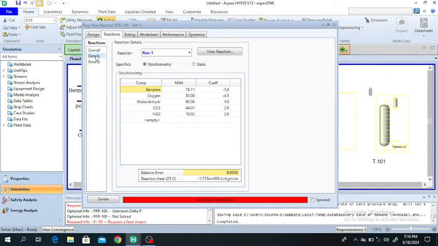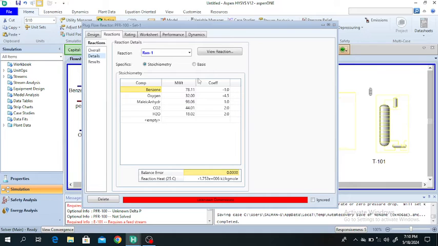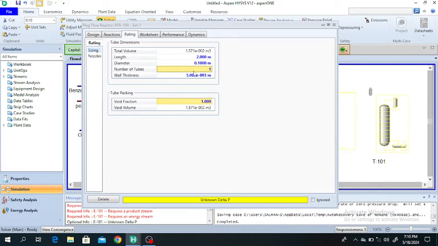So we will go to the details. This is the reaction, you can view your reaction like this. This is the main reaction. Now go to the rating, and here are the volume of reactor and length of reactor. What is the length of the PBR, the packed bed reactor? Usually in literature they use values from 5 to 8 meters in length. I am assuming 2 meters. Suppose the reactor is 2 meters, and the diameter of the packed bed reactor is 0.1 meter.